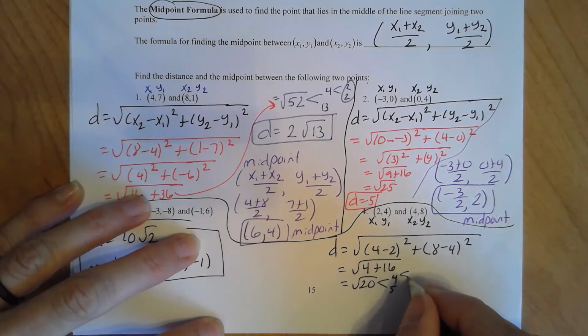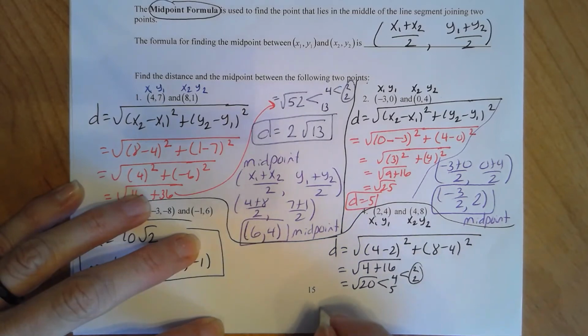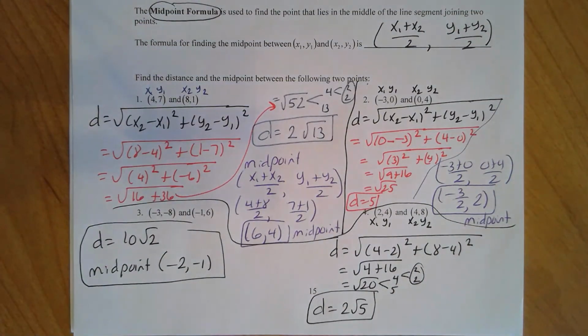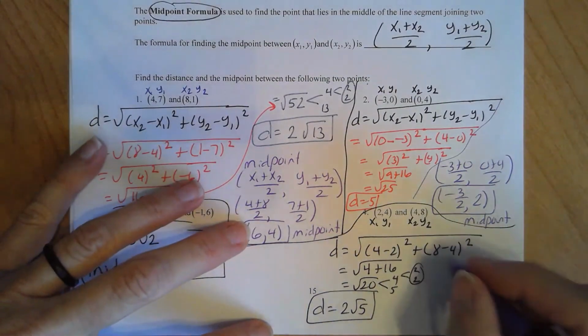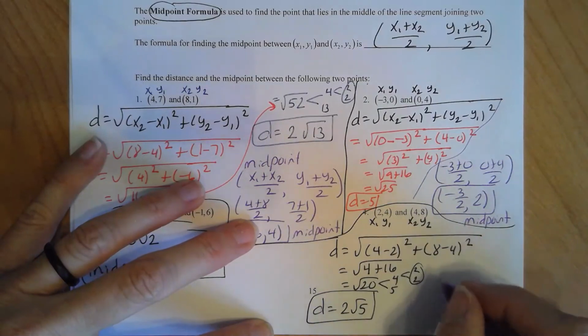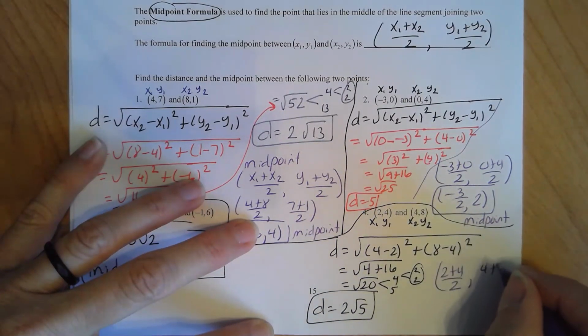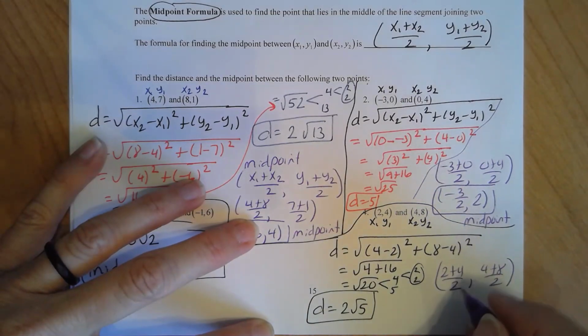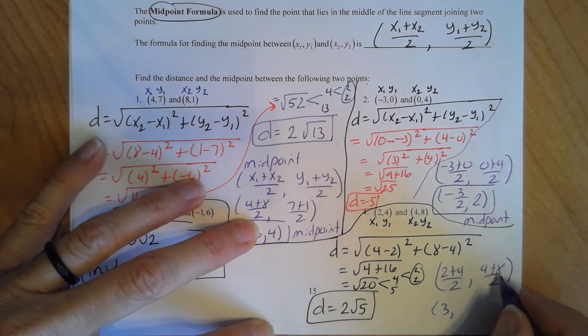20 is 4 times 5, and 4 is 2 times 2. So the distance is 2 square root of 5. With the midpoint, we're going to take our x's and add them up and divide by 2. And we'll take our y's, add them up and divide by 2. So 4 plus 2 is 6. 6 divided by 2 is 3. 4 plus 8 is 12. And 12 divided by 2 is 6. And that is the midpoint.